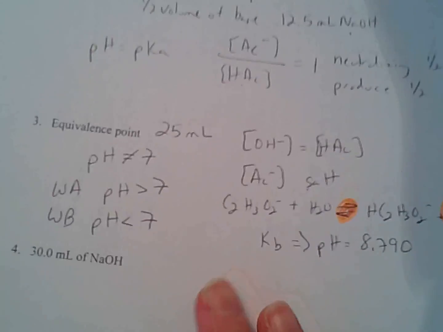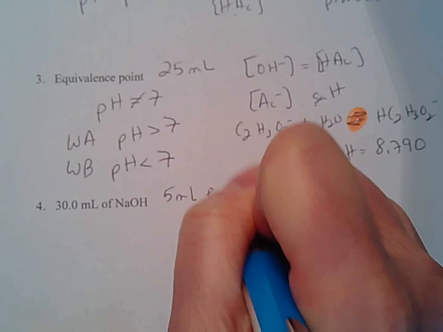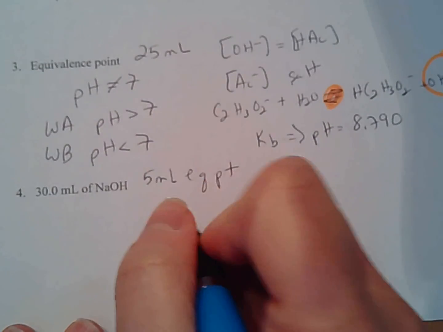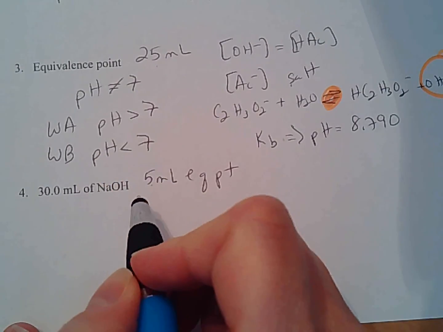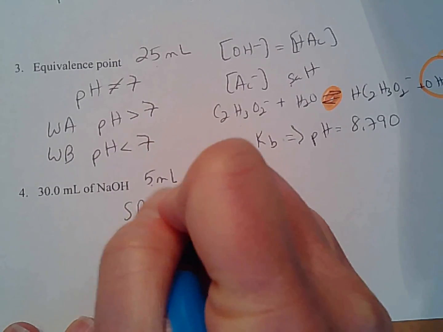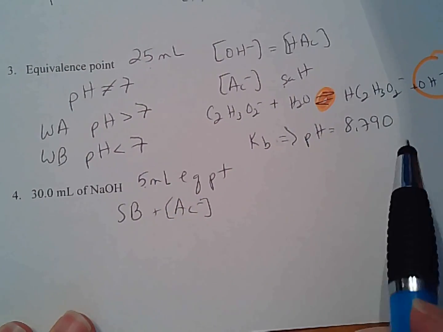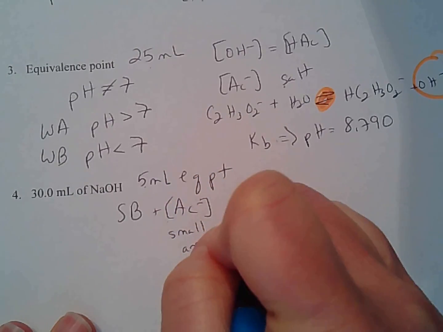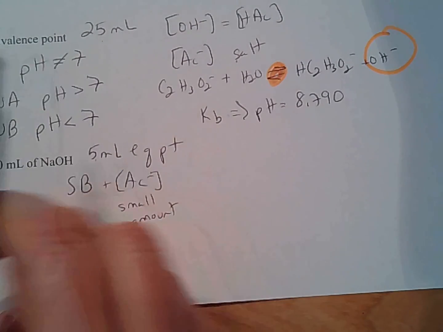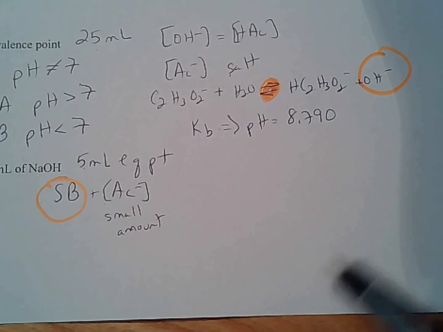And finally, we have 30 mL of NaOH. This is 5 mL past the equivalence point. So just like I did before, I'm just going to look at the 5 mL. I'm not going to go all the way back to the beginning. So here I have a strong base, the NaOH, and I have the acetate ion, which is going to make it basic as well. But realize that this is going to be in a small amount. So since it is in a small amount, really what I should focus on is, of course, the strong base. The strong base is going to give me really the pH. Yes, you could do all of the work, but it's really not necessary.